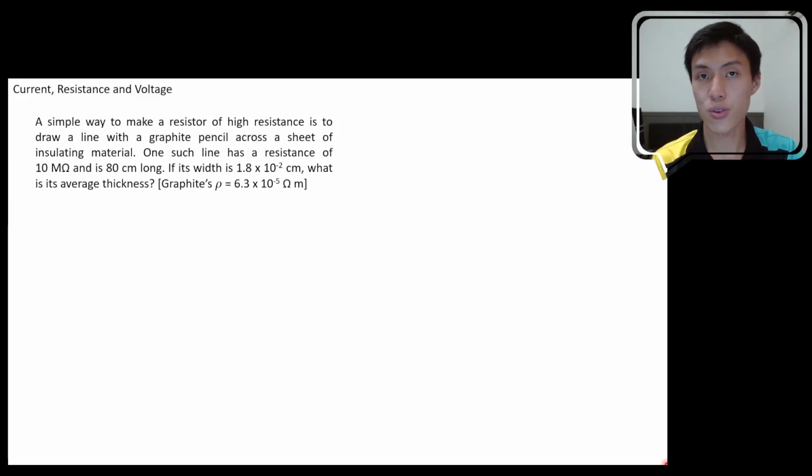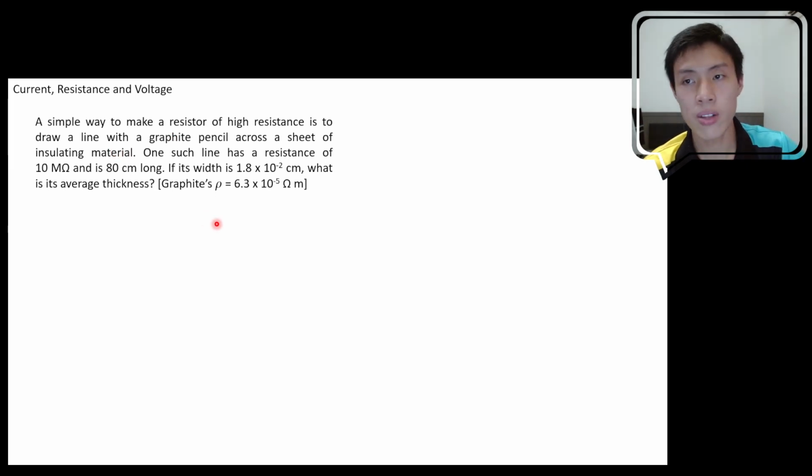Let's try to solve this question over here. A simple way to make a resistor of high resistance is to draw a line with a graphite pencil across a sheet of insulating material. Okay, so we are referring to a normal pencil, a 2B pencil or an HB pencil that you have usually been using. So if you use that kind of pencil and you draw a line on the paper, let's say.